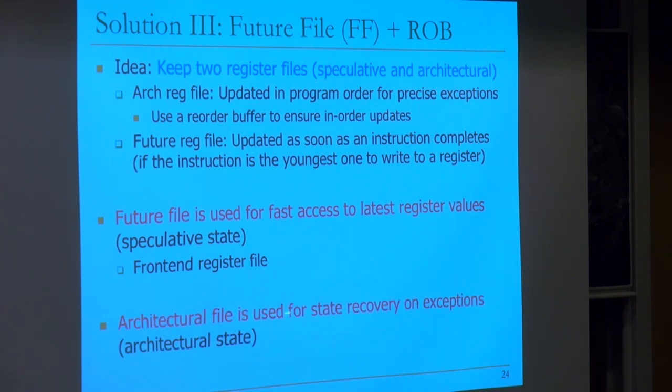And the architectural file is used for state recovery on exceptions or branch mispredictions. And this is also called the architectural state. This is also called the back-end register file, because it's really updated in the back-end of the machine. If you think of the machine as fetch, retire, this is the back-end, and this is the front-end. OK? That's the idea. It's simple and beautiful, right? This is also called the retirement register file. Actually, Pentium Pro called it the retirement register file.